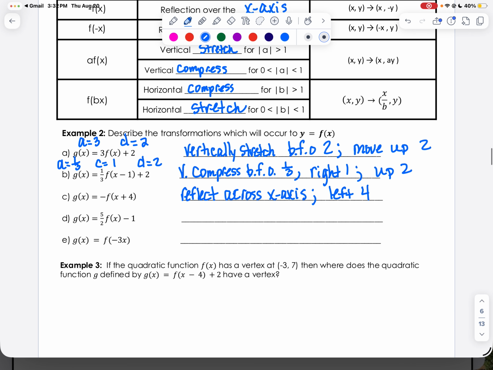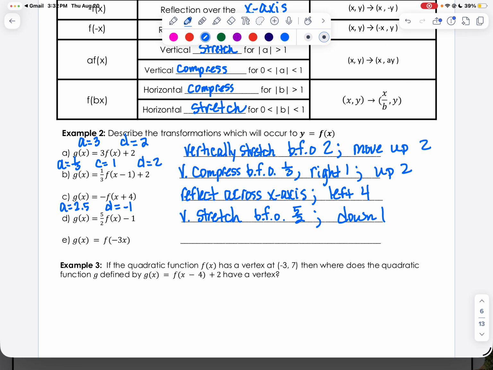All right. g of x equals 5/2 times f of x minus 1. Now 5/2 is the same thing as 2.5. So our a value is 2.5. Our d value is negative 1. So this will vertically stretch by a factor of 5/2, or 2.5, and it will move down 1 unit.